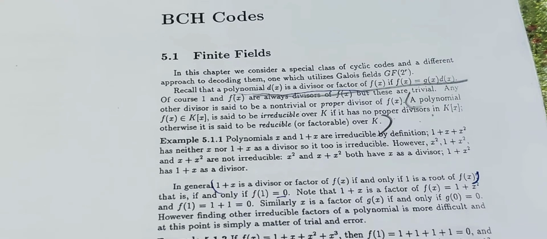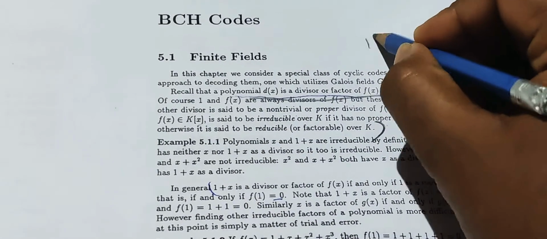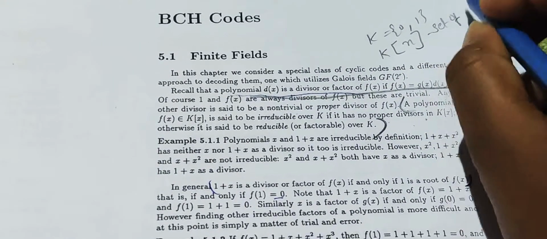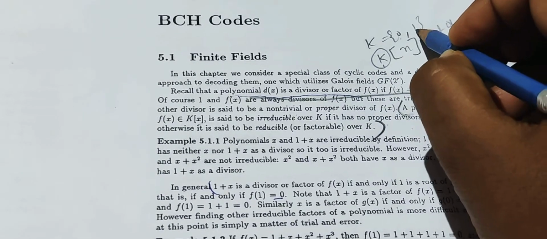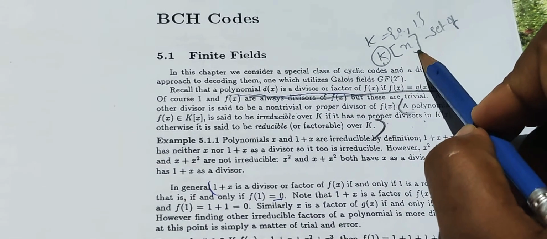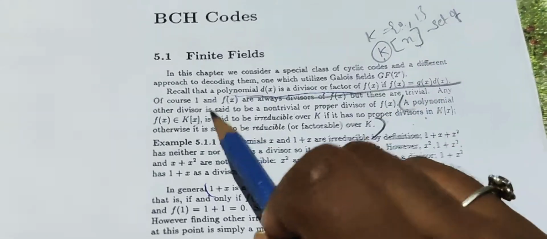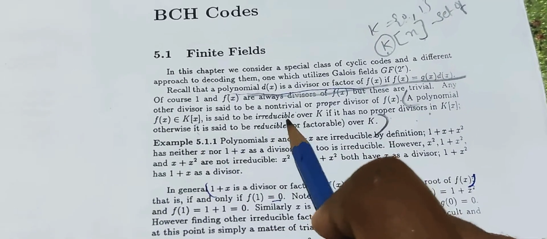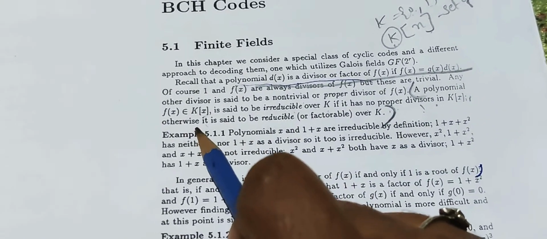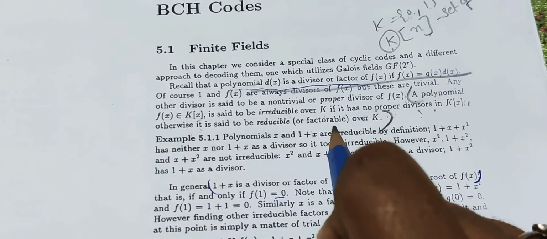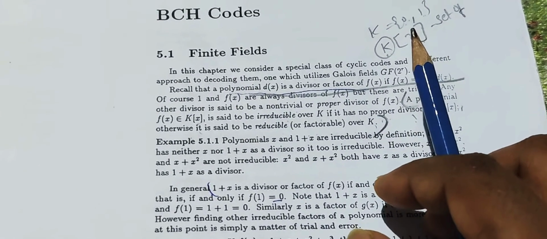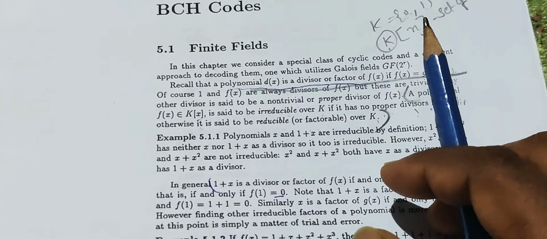A polynomial f of x belongs to k of x. K is the set 0, 1, and k of x is the set of all polynomials whose coefficients are 0 and 1. So every element in k of x is a polynomial. So f of x in k of x is said to be irreducible over k if it has no proper divisor in k of x, otherwise it is said to be reducible or factorable over k. So f of x is irreducible means it cannot be expressed as a product of two polynomials.